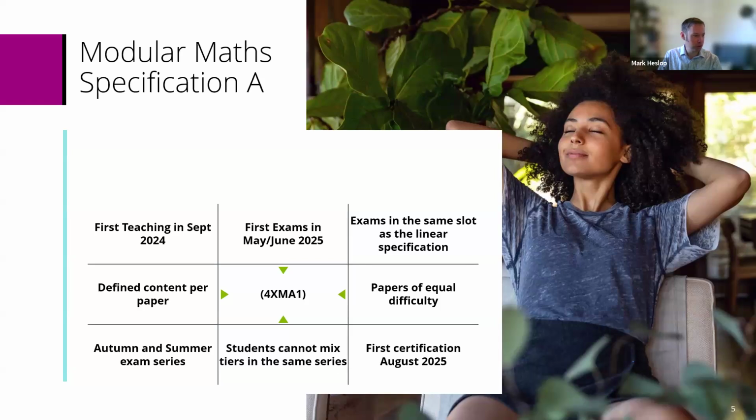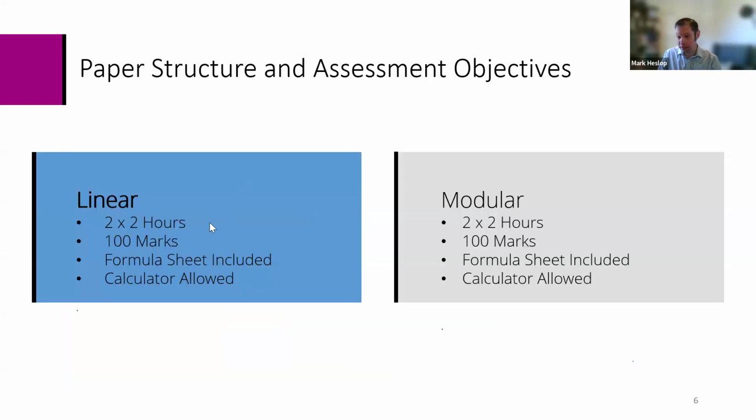Okay, good. And then first certification is in August 2025. So in terms of no surprises: linear, two 2-hour papers, 100 marks, formula sheet included, calculator allowed. Modular is exactly the same. The only difference is we've got defined content for Unit 1 and defined content for Unit 2.